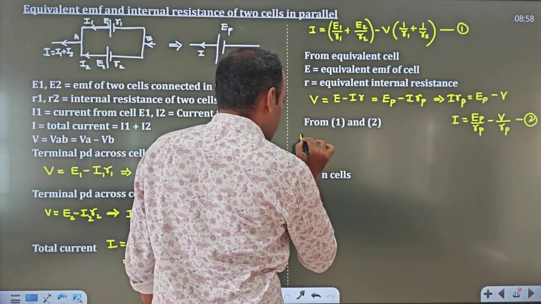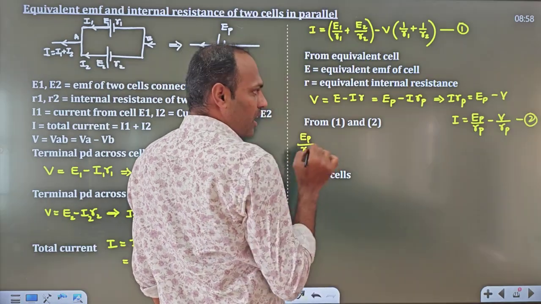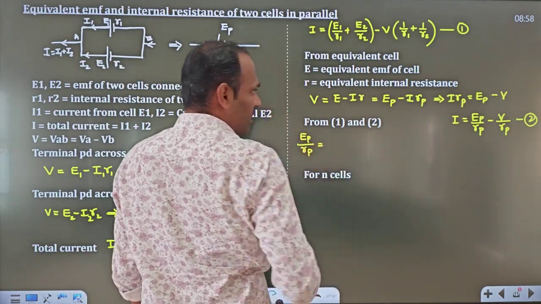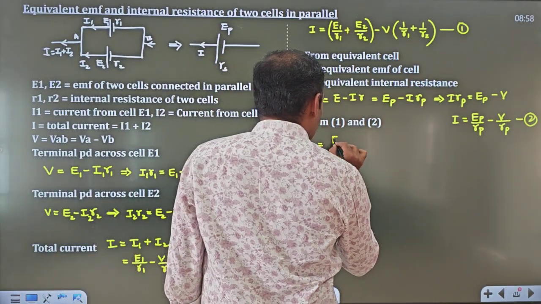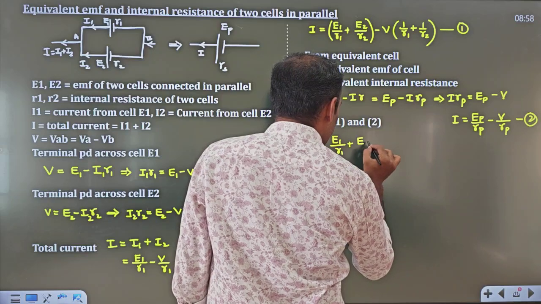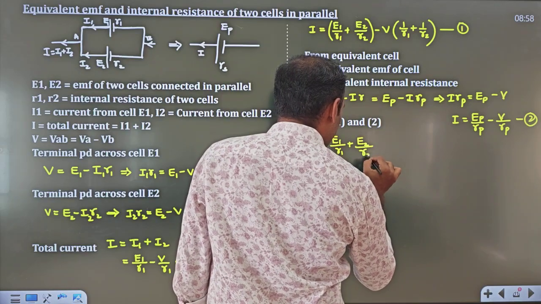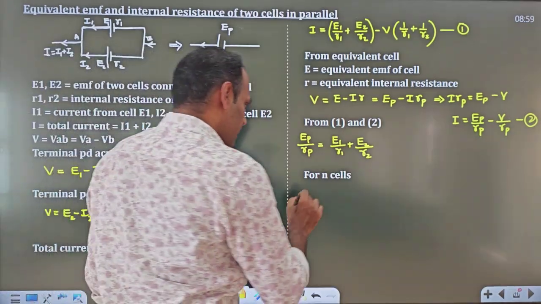Correct? So comparing both the equations, what will I get? I will get EP divided by RP is equal to E1 divided by R1 plus E2 divided by R2. Let us simplify this a little.